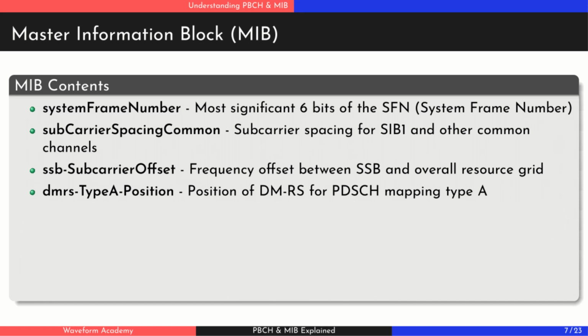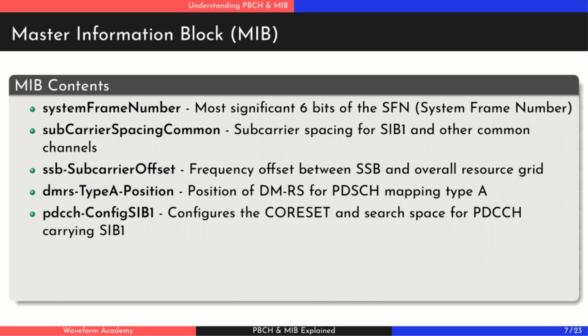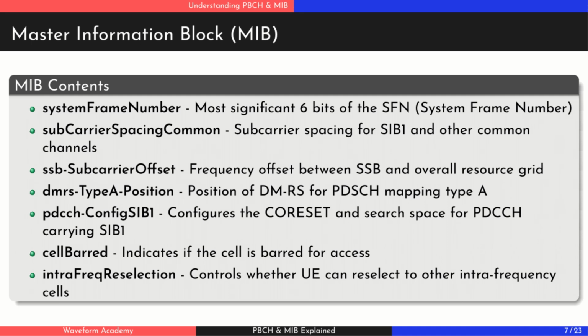Additionally, the MIB includes CORESET and search space configurations for the PDCCH carrying SIB1, guiding the UE on where to look for system information. Finally, it indicates whether the cell is barred or if the UE can reselect to other intra-frequency cells, helping the device make correct mobility decisions.